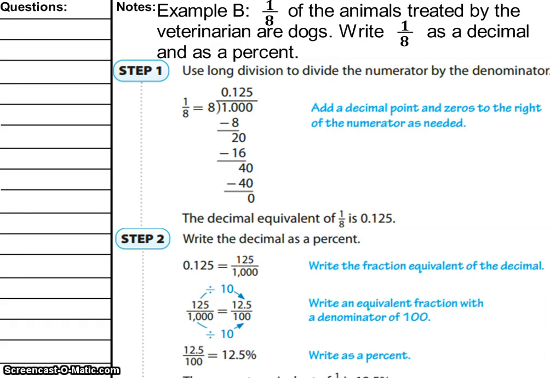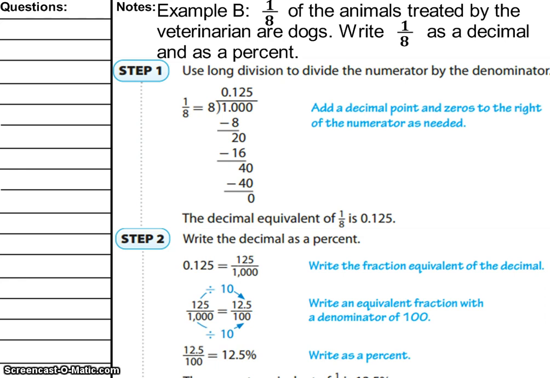So 1/8 as a decimal is 125 thousandths. To write the decimal as a percent, again, you would write it just like it sounds. 125 thousandths as a fraction. And remember, our goal is to get a denominator of 100. So how do we get a denominator of 100 if we have a denominator of 1,000? You divide by 10.